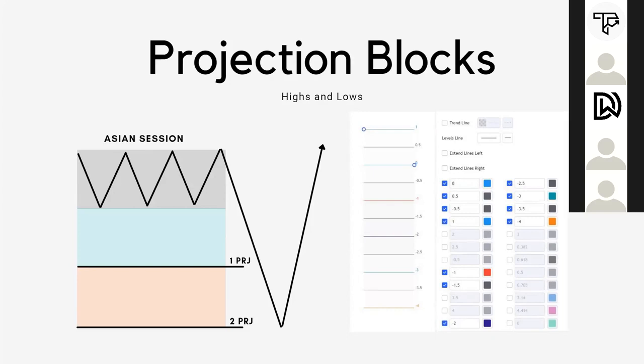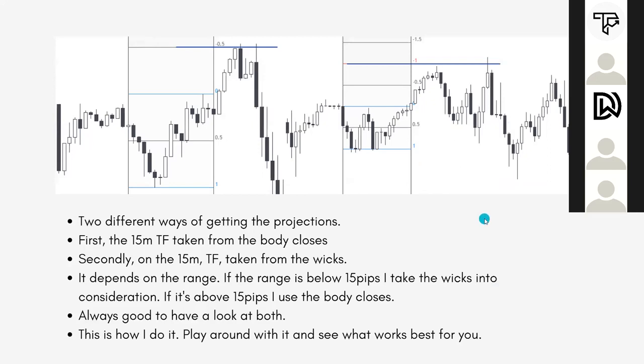Whatever the Asian session is doing between 2 a.m. and 6 a.m., we apply this tool towards those highs and lows to get the projection blocks. We'll be talking about the theories behind it as well in a bit. That is just the tool that I use. I just use a fib tool, and those are the settings for those that want to apply it to their own chart as well. So there are 2 different ways of getting the projections.